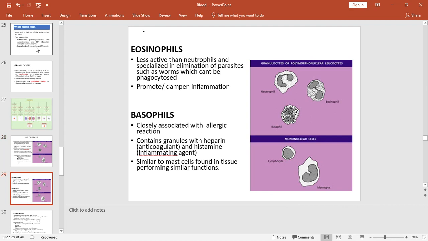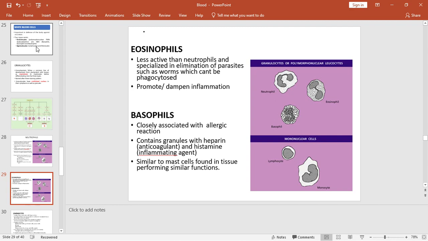So without wasting much of your time, we can quickly talk about the eosinophils. The eosinophils, also part of the granulocytes, similar in shape, but not as active as the neutrophils, and these are basically responsible for eliminating parasitic organisms. Okay? Examples like worms that cannot basically be phagocytosed. They're also responsible for regulating inflammation, so either to promote or to dampen inflammation.